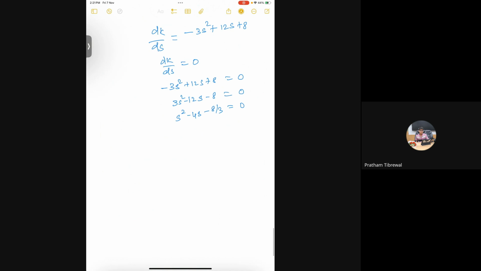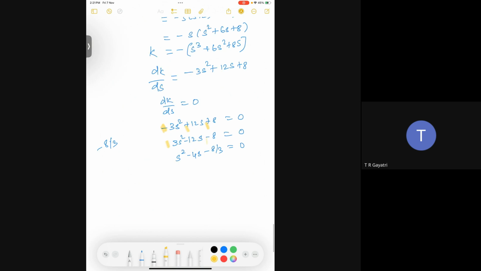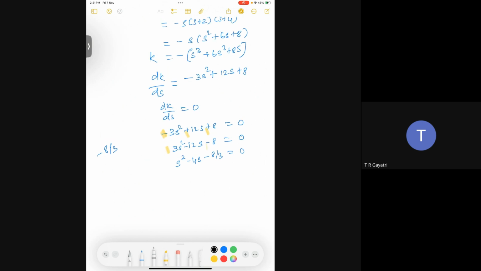So what roots will I get? Ma'am, everything should be positive. There is a minus here, no? I'm multiplying it with minus, so this will also be minus, no? No, the step above that, one bracket you missed. Oh, okay, okay. Wait, every time I'm making this mistake. Right, right.